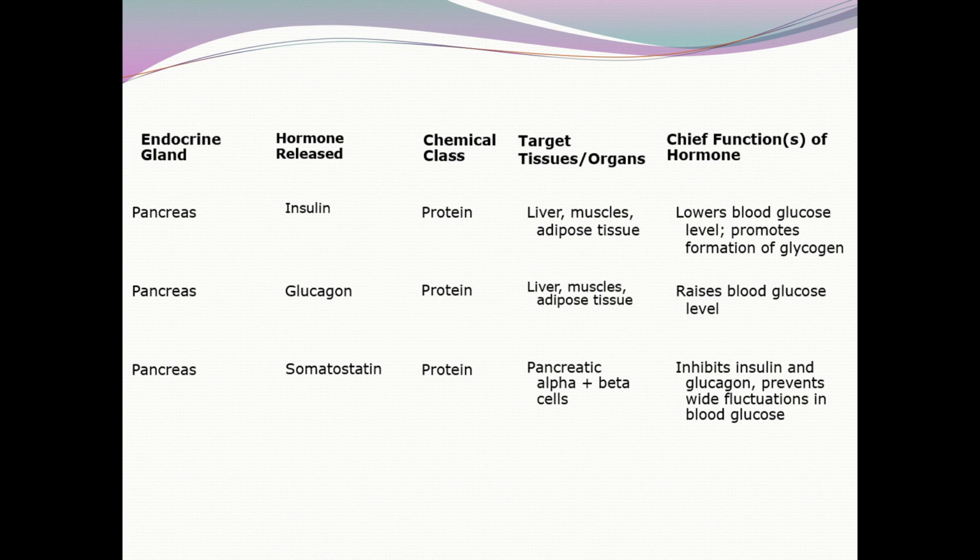All right, so to recap, the first two that we saw there were insulin and glucagon from the pancreas, and they both target liver, muscles, and the adipose tissue. Insulin lowers blood glucose level and promotes the formation of glycogen, whereas glucagon will raise blood glucose level. And then there's a hormone called somatostatin, and it's going to target the alpha and beta cells of the pancreas, and it inhibits insulin and glucagon, which prevents wide fluctuations in blood glucose.